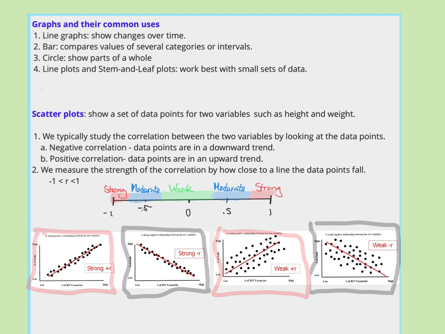If we have data points that are getting really close to forming a straight line, we should be looking for a value at -1 or +1. If they're pretty scattered, but definitely going in an upward or downward trend, that's going to be more of a moderate correlation. And if the data points form a curve, or if they're all spread out all over the place, then we would say there's no linear correlation. That would be at a 0.